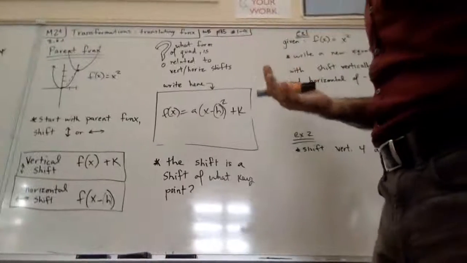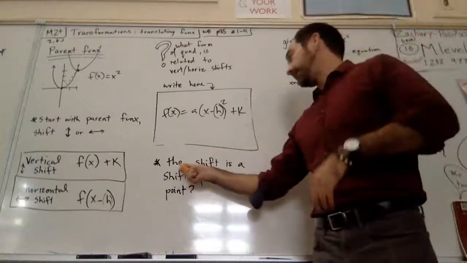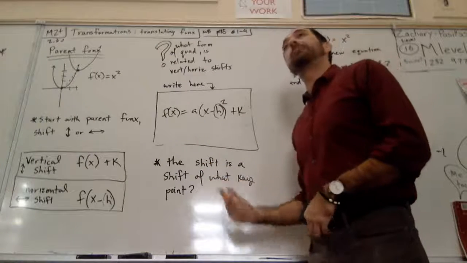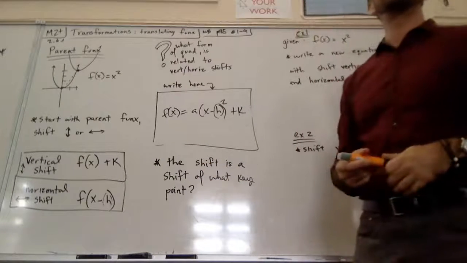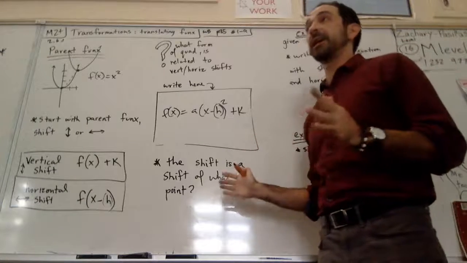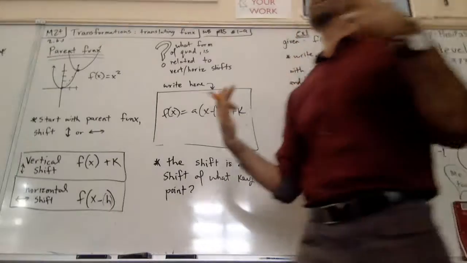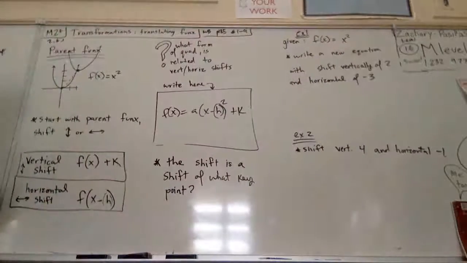Okay. So let's see if this is actually kind of hard. First question here. The shift is a shift of what key point? Tell your neighbor. The shift you can see as a shift of what key point? What is a key point? What is an important point with a quadratic? So all you're doing is shifting the vertex.